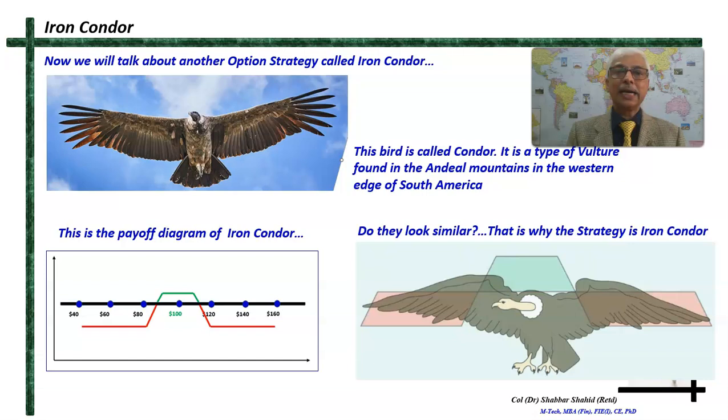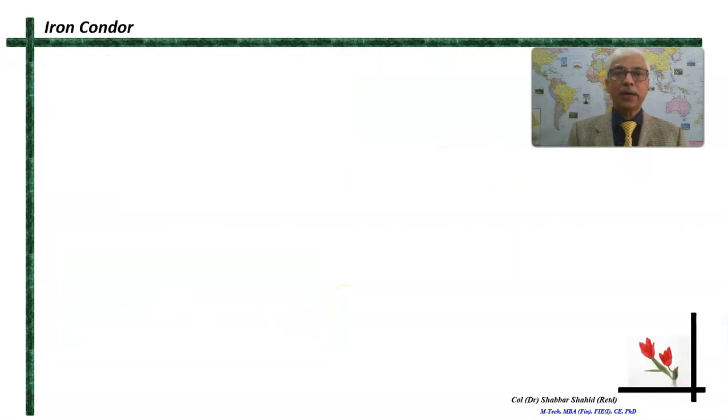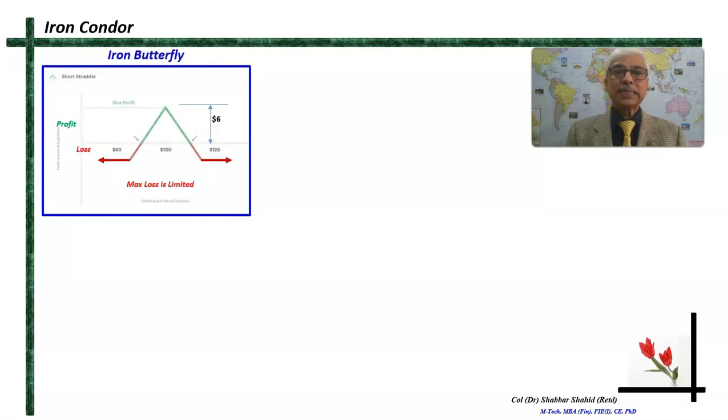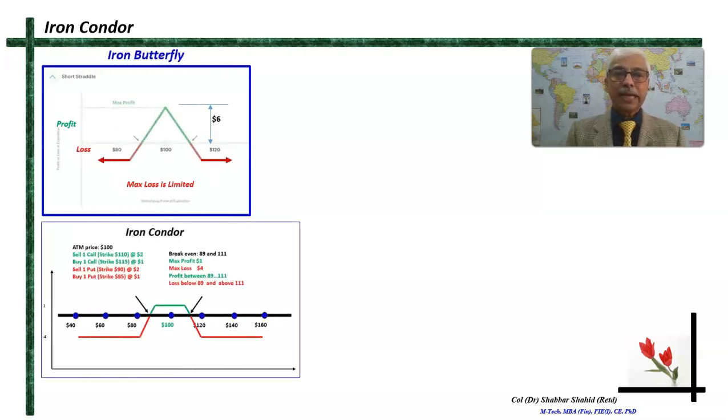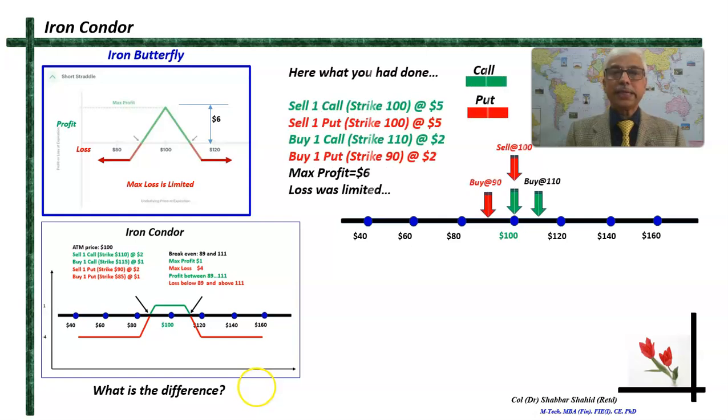The word iron again because of the protection or the safety which it provides. This is an iron butterfly and this is an iron condor. Alright, let us try and understand what is the difference, or how an iron condor is developed from an iron fly. See what you did in iron butterfly.